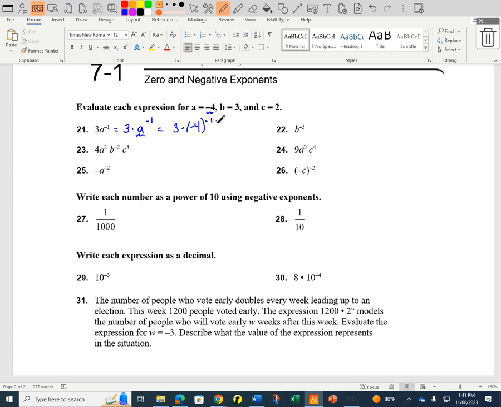Remember, that negative first power doesn't mean we're changing the sign. We're not multiplying that, right? That means we've got to turn it into a fraction. So we're going to put this one over 1, and it's 3 times negative 1 over 4, to the first power. Now we have to remember how to multiply fractions. Top times top. And we can use our calculator. 3 times negative 1 is negative 3, because I know sometimes you guys aren't great with your positives and negatives.